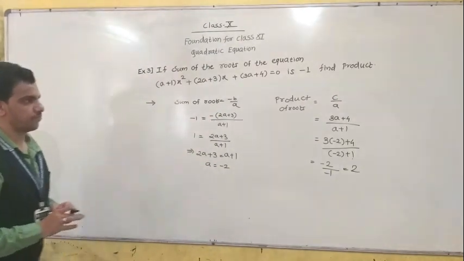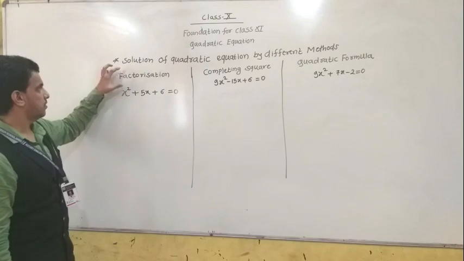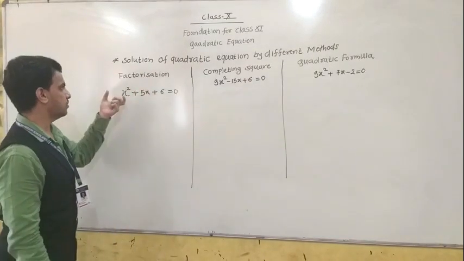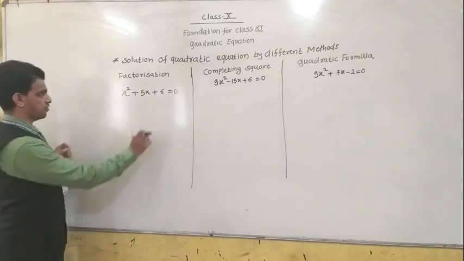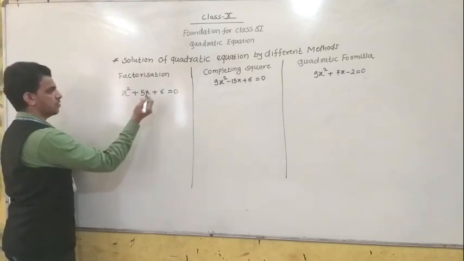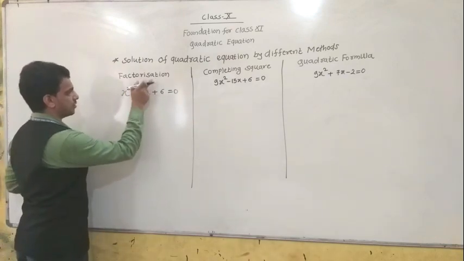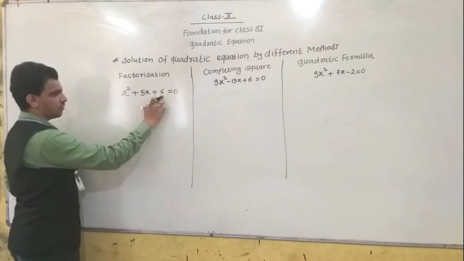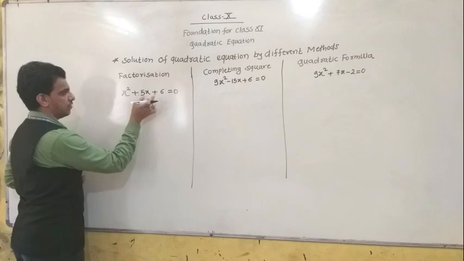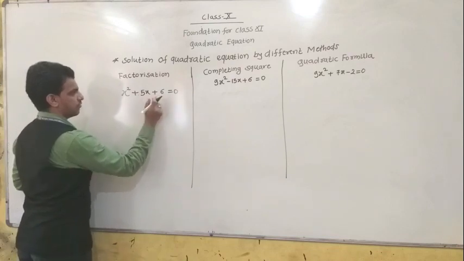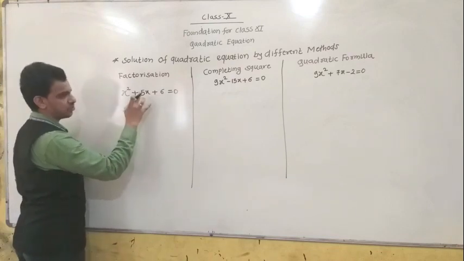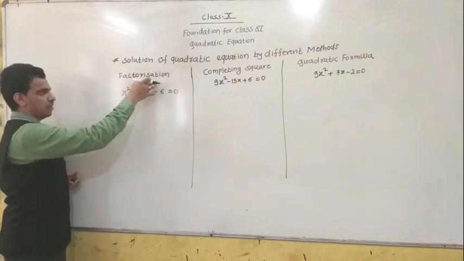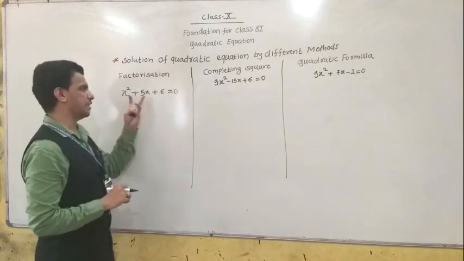Okay, now we will see different methods to find roots of the quadratic equation. So first method is factorization. So here in this method we have to factorize this constant term, okay, and we have to write these factors in addition or subtraction form. Okay, so we will get middle term, or another name for this method is splitting middle term.